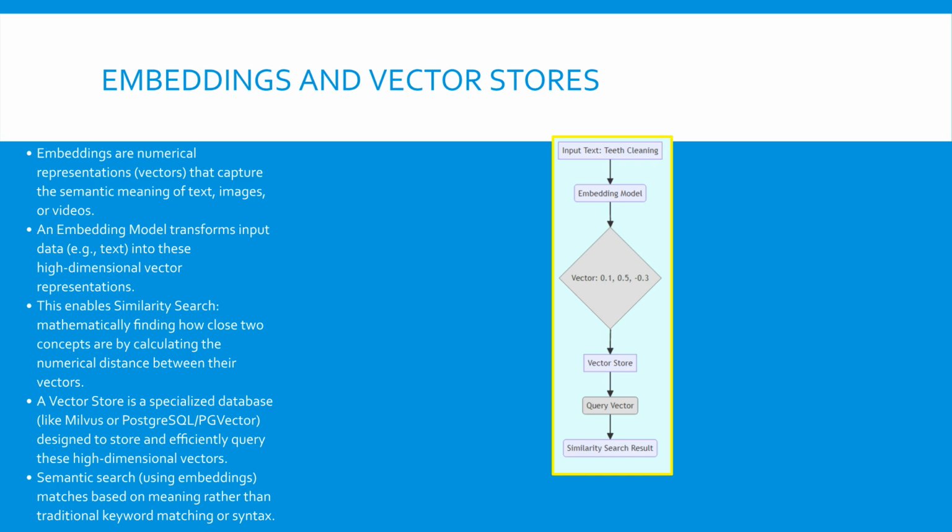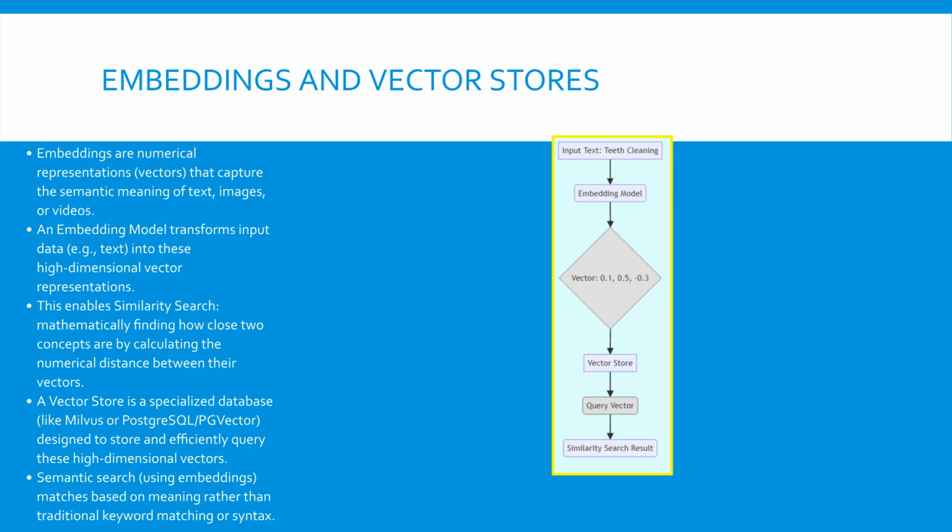To manage and quickly search through millions of these numerical vectors, we use a specialized database called a vector store. Spring AI supports many vector store providers like PostgreSQL's pgvector, Milvus, and Pinecone. Embeddings are fundamental for building applications that truly understand the context and meaning of user queries.